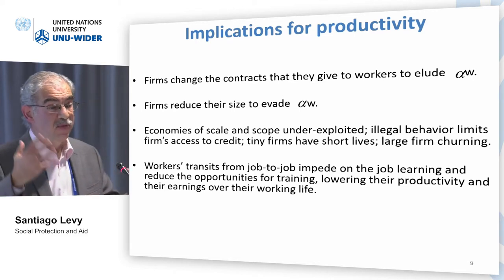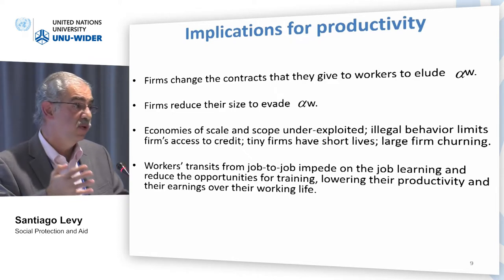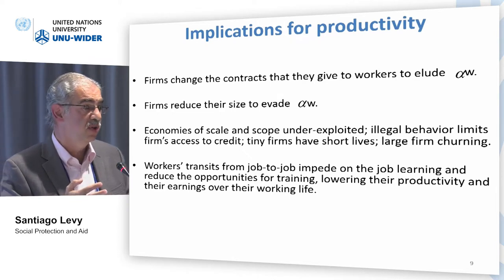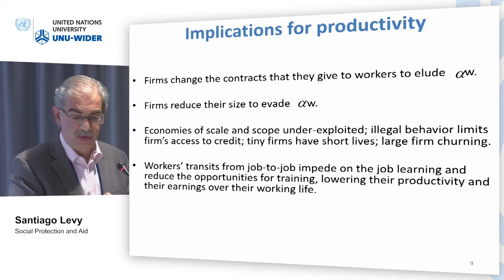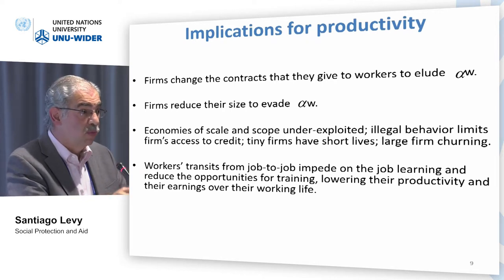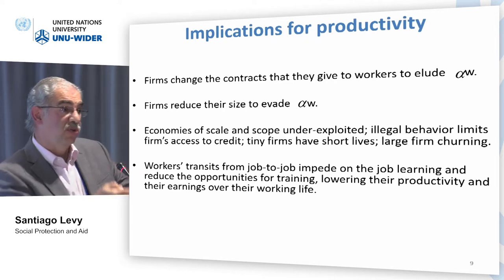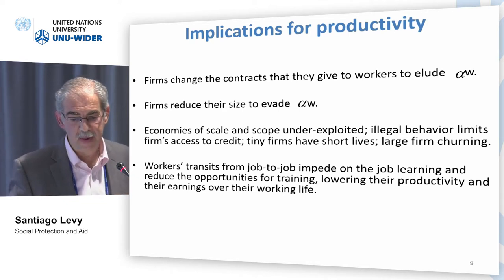And to evade, firms must remain small. So what you see is that the size distribution of firms will be affected by the social insurance system. Firms will tend to be small, underexploit economies of scale, economies of scope. And there's a lot of firm churning because firms are very small and very unproductive, and workers are actually changing a lot from job to job, so it's also affecting workers.